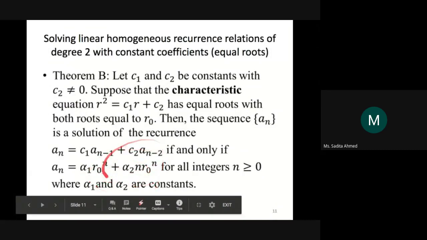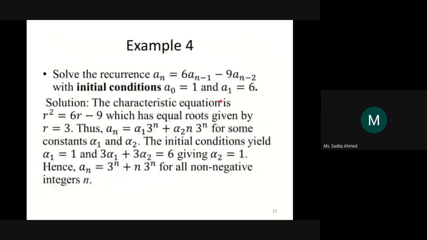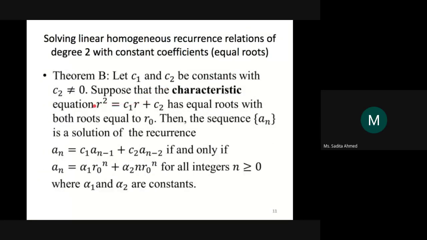All right. For example, in this recurrence relation, guys, tell me, what is the value of C1, C2? C1 is 6 and C2 is -9. Exactly. So what happens to the characteristic equation? What do we get for 6 and -9? r square equals 6r minus 9. Now, if you solve this equation, just like before, factorize, you will see that it yields r is equal to 3. That is, the roots are equal. We have equal roots here.